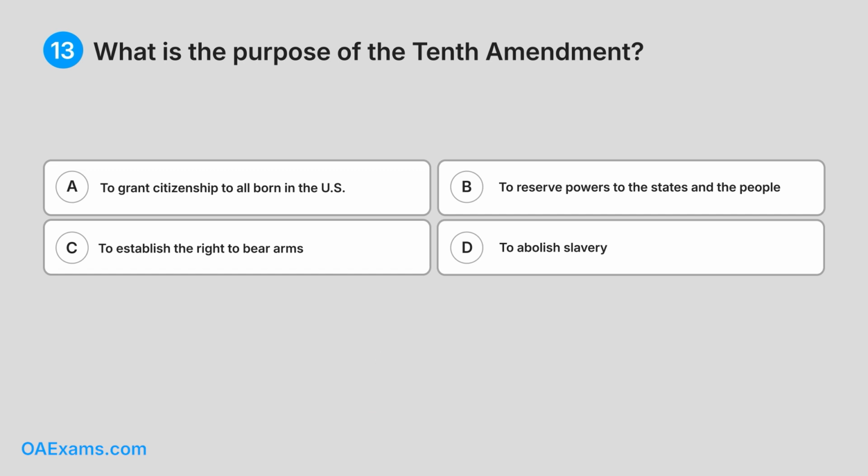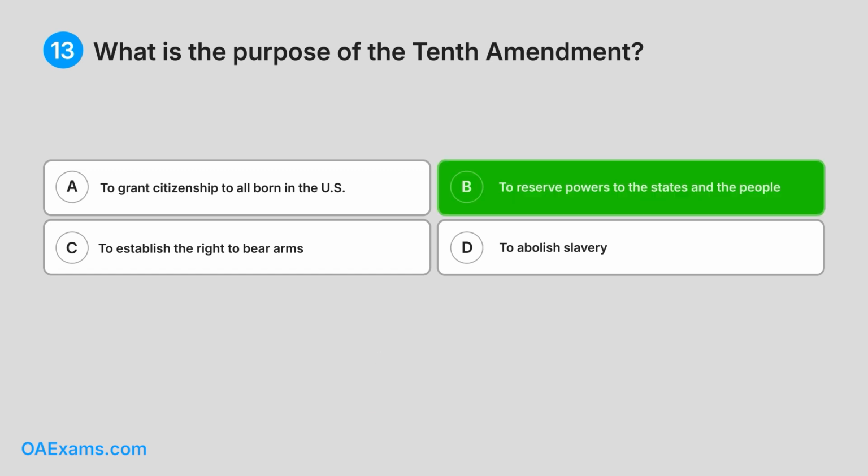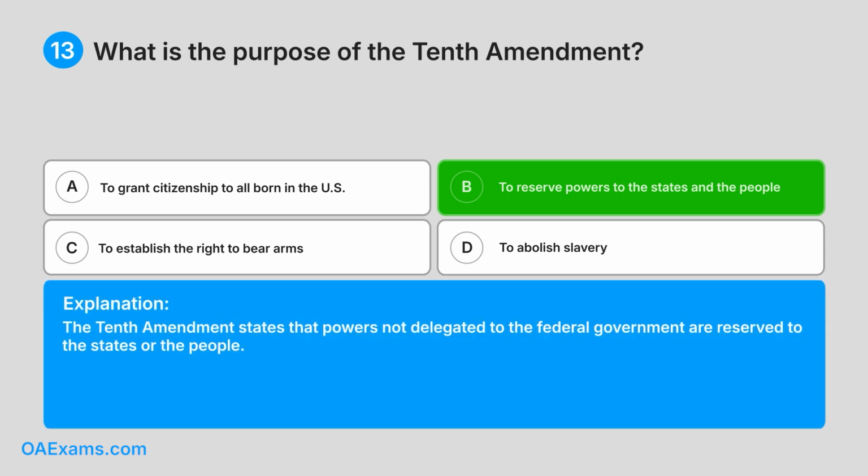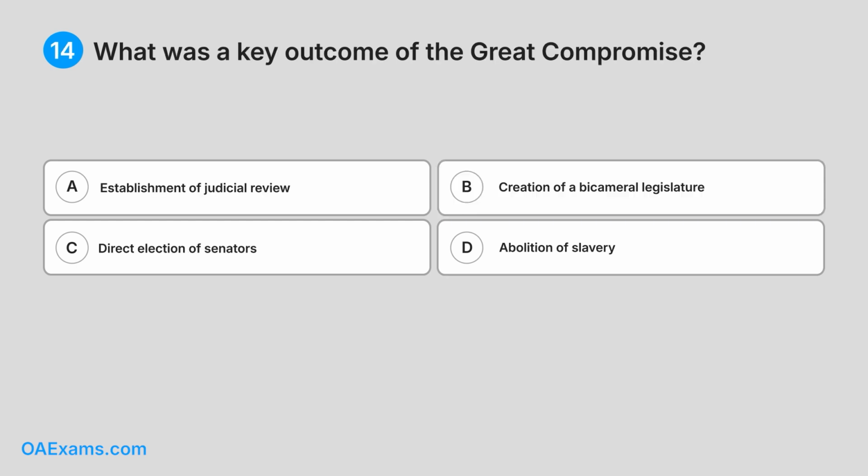Correct answer. B. To reserve powers to the states and the people. Explanation. The 10th Amendment states that powers not delegated to the federal government are reserved to the states or the people. 14. What was a key outcome of the Great Compromise?